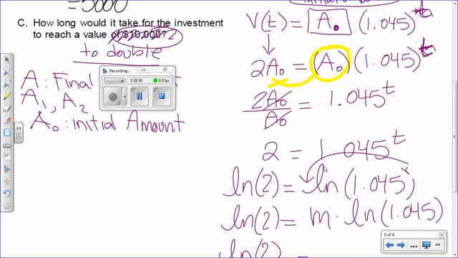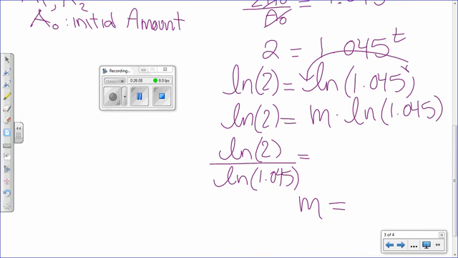So how many years? So that was t for years. So do we have an answer? I got 15.70. Very good.